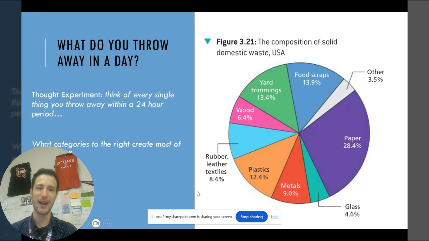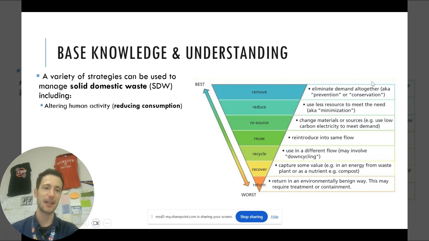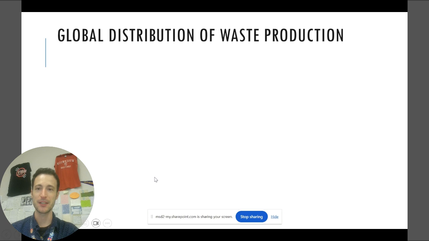We talked about what you throw away in a day and how it relates to this pie chart. Solid domestic waste. This is a key chart here. We're talking about why these things are the best and why these things are the worst, and how we do them. So we're talking about eliminating the demand altogether, all the way down to returning it into the earth, like carbon sequestration or a landfill in a relatively environmentally benign way. So those are different ways of having waste disposal.